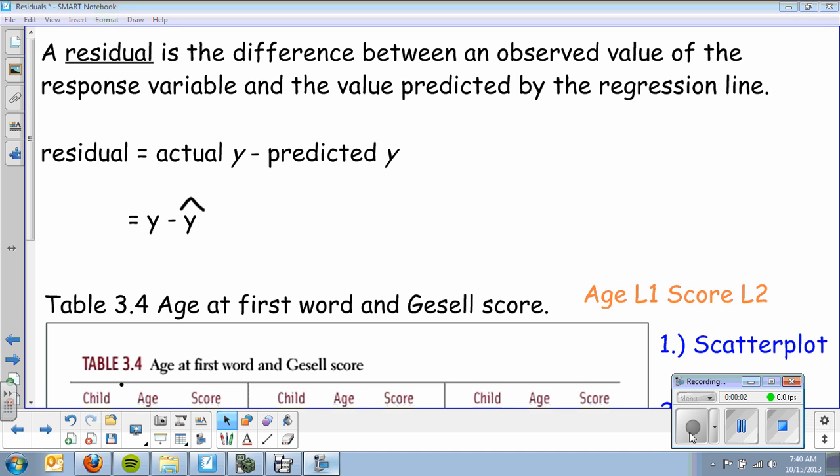Mr. Z here, and I'll be talking to you about residuals, or more on residuals, and residual plots.